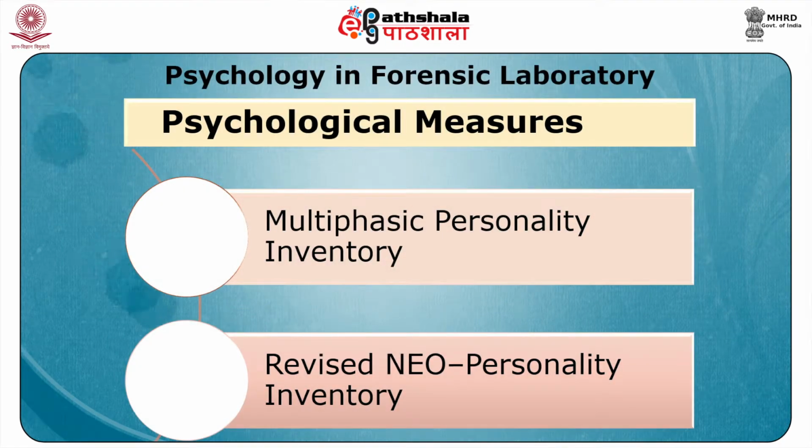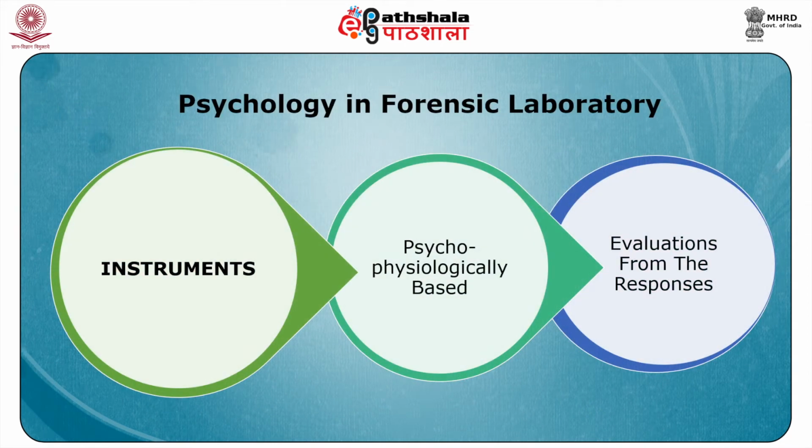Similarly, various core psychological measures have made their way into forensics, like the Minnesota Multiphasic Personality Inventory, revised by Butcher et al. in 2001, and the NEO Personality Inventory, revised by Costa and McCrae in 1992. Significant use has been made of instruments that are psychophysiologically based, and the evaluations from the responses are done using core psychological constructs across clinical and cognitive domains. The following need a notable mention but must be viewed as the basic instruments, as more and more sophisticated measures are being developed.